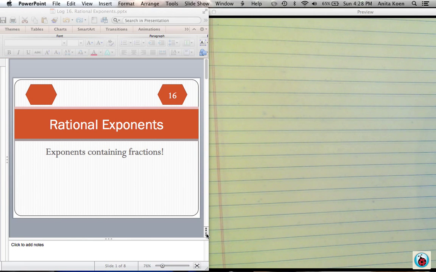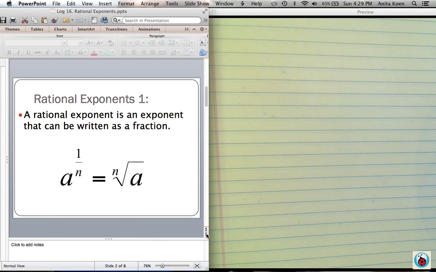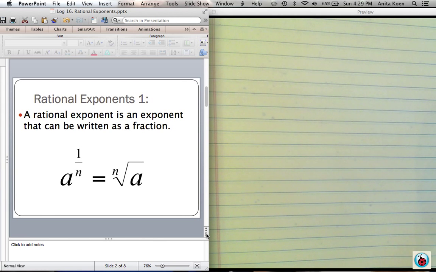Today's lesson is on rational exponents. These are exponents that contain fractions, and this is log page 16 in your logbook. Rational exponents. A rational exponent is an exponent that can be written as a fraction.